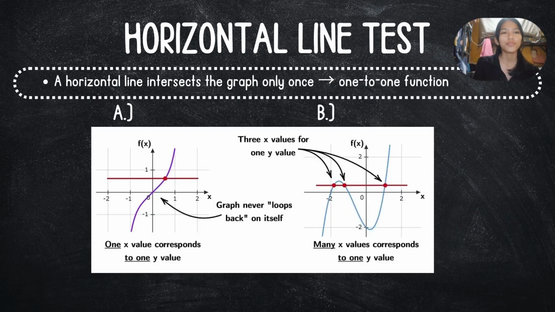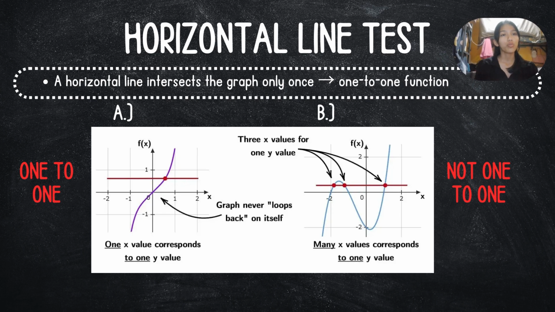Here we have the horizontal line test. The horizontal line test checks whether a function is one-to-one, and one-to-one means each output is paired with exactly one input. If any horizontal line touches the graph more than once, the function is not one-to-one. For example, in example A, one x value corresponds to one y value, and the graph never loops back on itself. For example B, there are 3 x values for one y value, so many x values correspond to one y value.